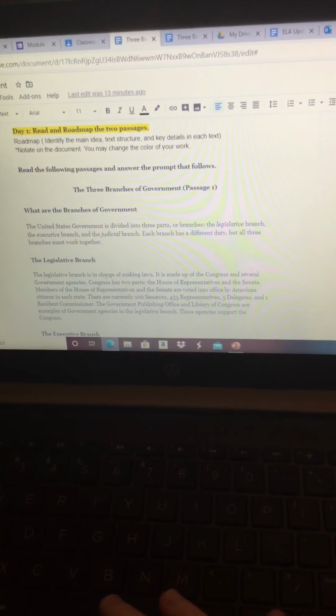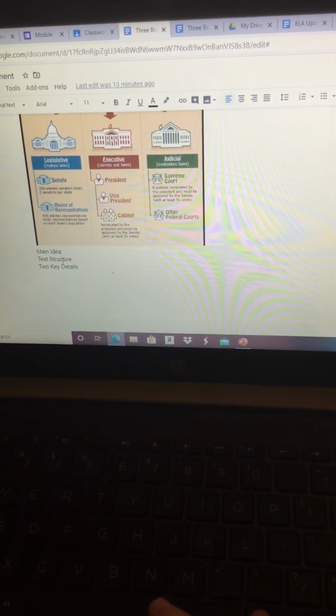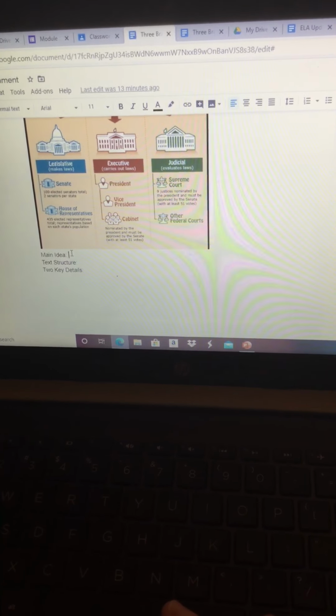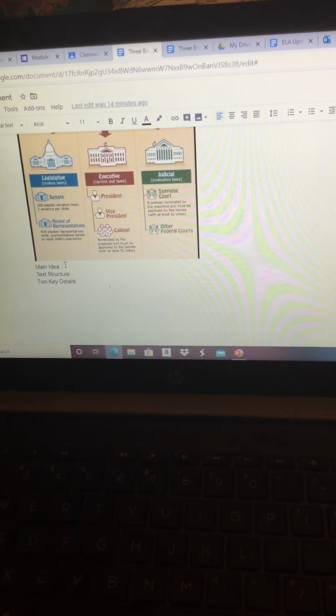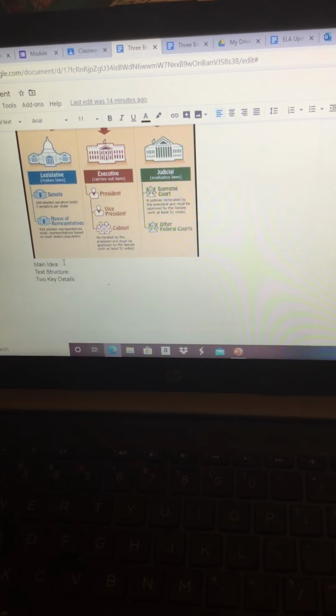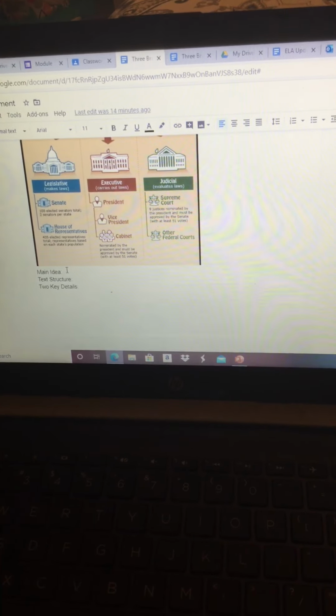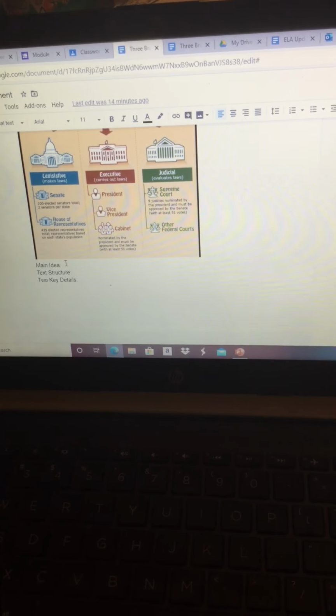So if you scroll to the bottom of the passages, you can see where I've typed in for them to answer. Your child knows that they can change the color of the font. That's fine with me. Just make sure they don't delete what I've added on there. So when they come up with the main idea, this is going to be what the passage is mostly about.